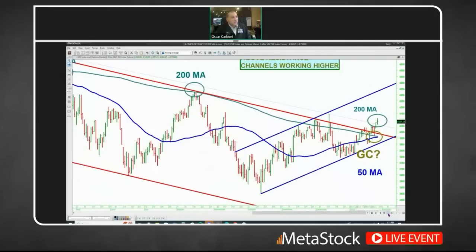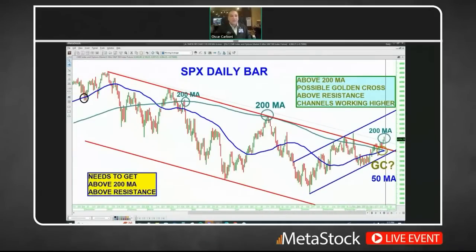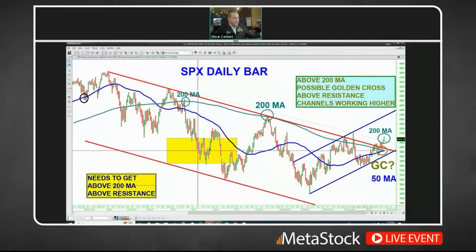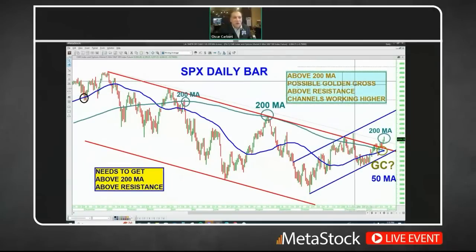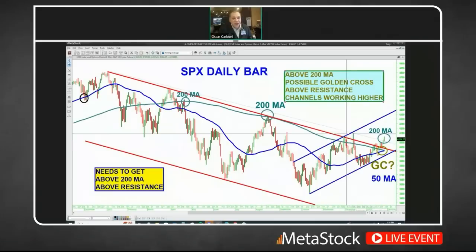So Russell, golden cross. The street pays attention. I promise you they do. Even the S&P is above the 200, is above resistance, right? A possible golden cross, and now channels are working higher. So we've got upward channels, golden crosses, happier days ahead are what the charts are starting to tell us. There's a theme building here, and 2 weeks ago, the charts looked terrible. Suddenly, they are starting to look much better.